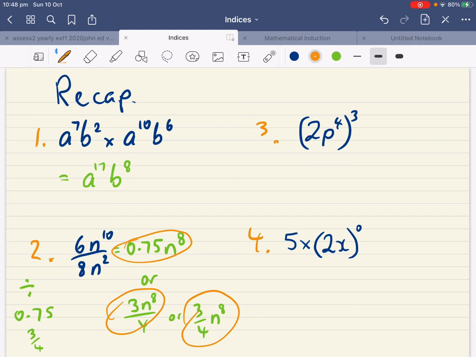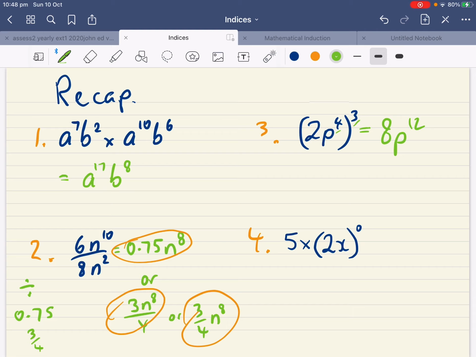Third index law, this is the power of a power. Look up over here, firstly we just have an ordinary 2. No power of a power there, that's just an ordinary 2 that's been cubed. 2 cubed, 2 times 2 times 2, is 8. Now when you get to dealing with a p, this is where you've got the power of a power. Keep the base the same, multiply the two powers, and you've got your answer. That's question 3.